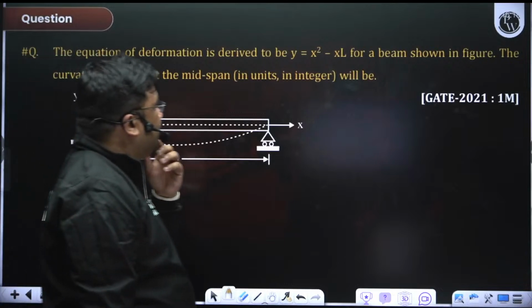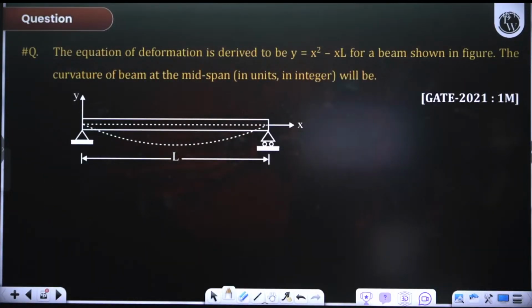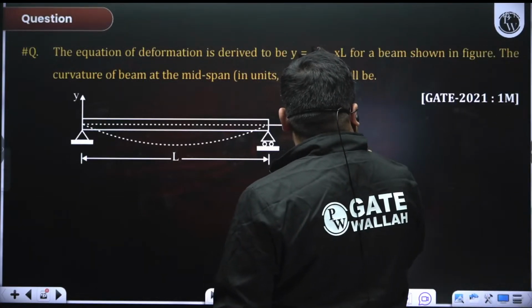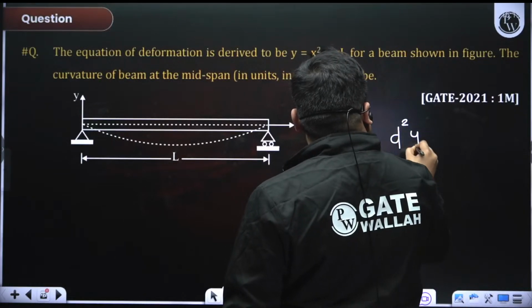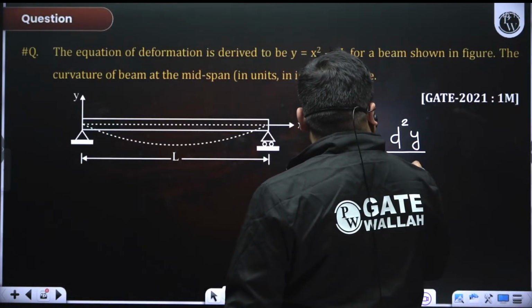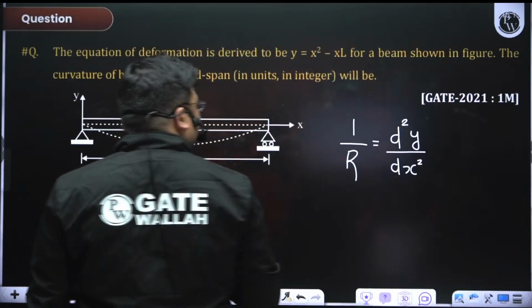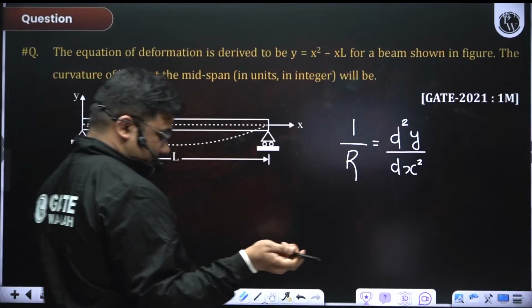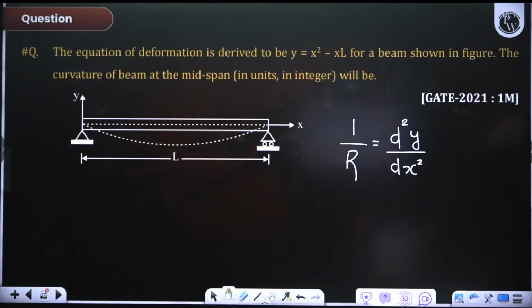Now solve this question. Y is equal to this. I have asked the curvature, the curvature of the beam. And what is the curvature of a beam? Curvature of a beam is 1 by R, and we know from mathematics curvature is nothing but the double derivative of y with respect to x. So this question is very easy actually. Curvature is not R. R is the radius of curvature. 1 by R is curvature.